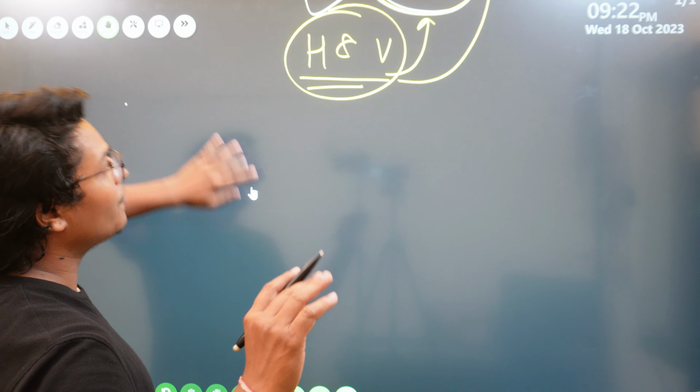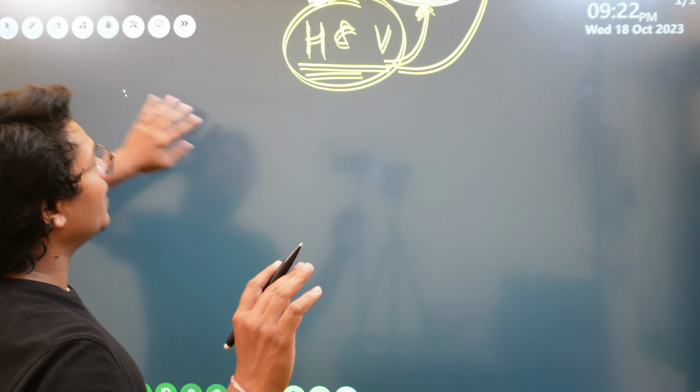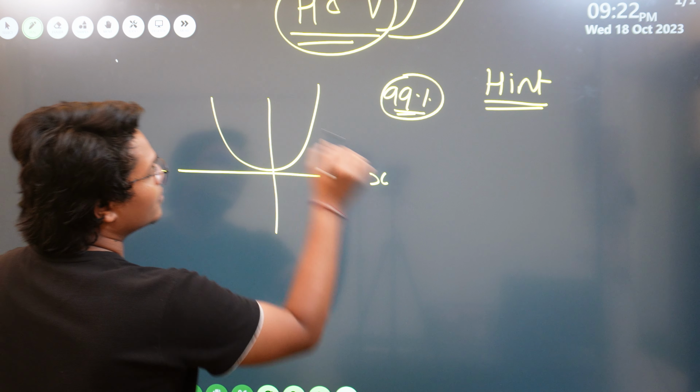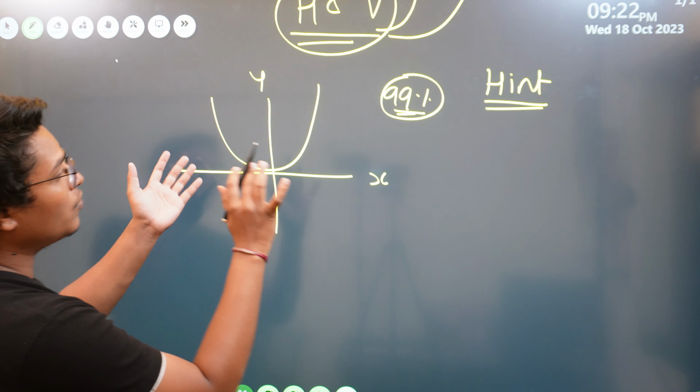See, I am giving you one major hint, the biggest hint for understanding the functions chapter. Whenever a function is given, think in terms of graphs. 99% of the time, if a general question is given, think of this graph. This is x, this is y. If you switch them, it will become like this.